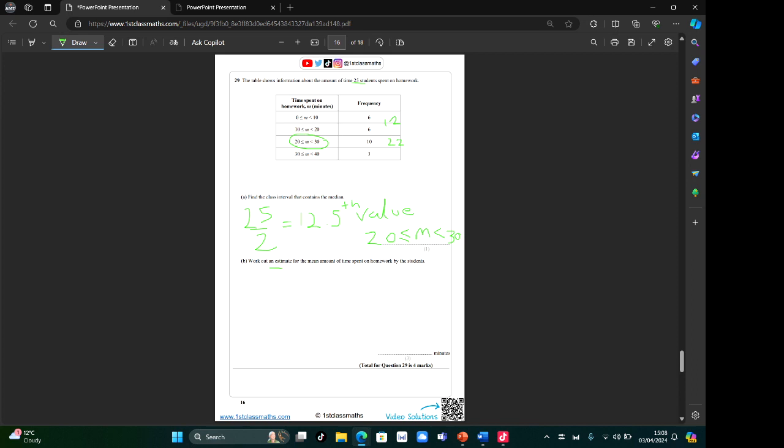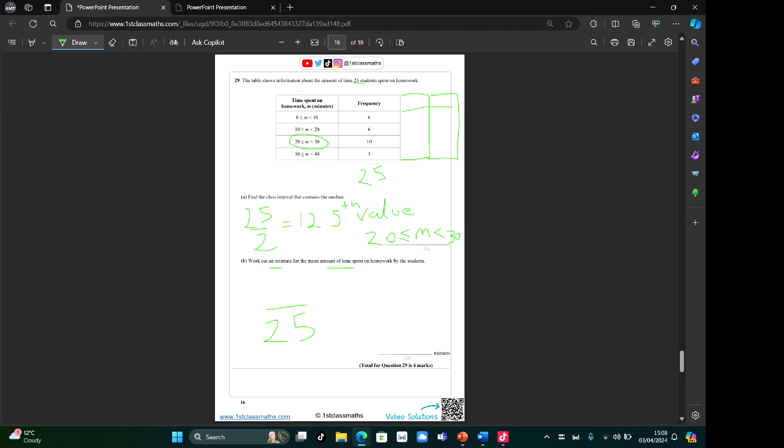Okay, next part. Work out the estimate for the mean. Again, another classic question. The estimated mean of grouped data is the sum of your midpoint times frequency, divided by your total frequency. So we're going to divide by 25, and we want the sum of the midpoint times frequency.